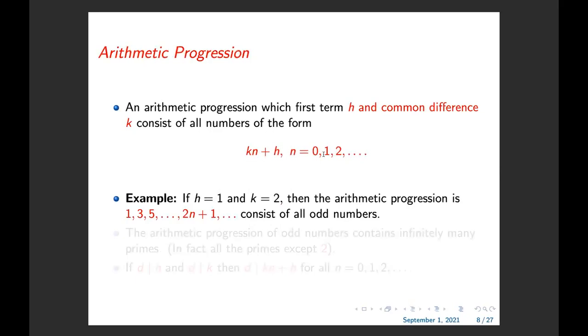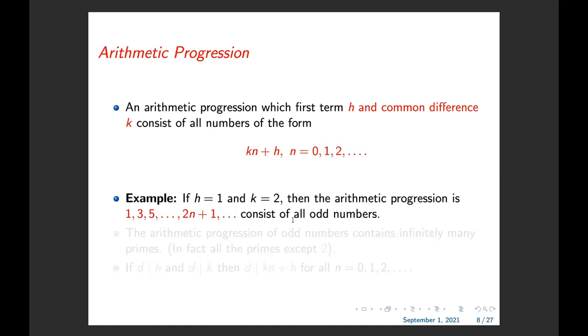For example, if we choose h equal to 1 and k equal to 2, then the arithmetic progression consists of these numbers 1, 3, 5, then 2n plus 1, and so on. And we can say that this consists of all the odd numbers, because any odd number can be written as some 2m plus 1, and which falls somewhere in this progression.